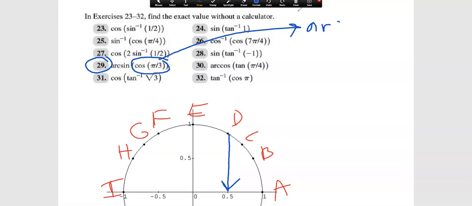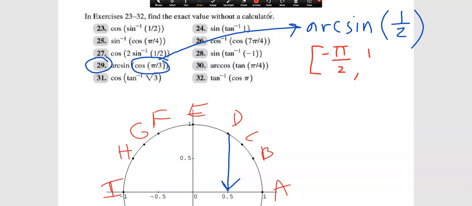Arc sine 1/2. Yes, I know that's the same as 1/2. What's arc sine asking me for? An angle measurement, right? An angle measurement between what and what? Your answer has to be between negative pi over 2 and positive pi over 2.